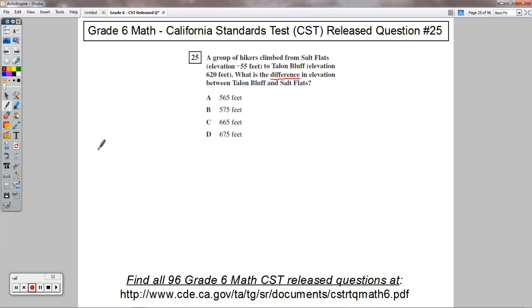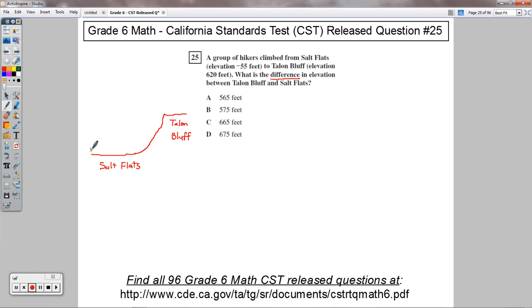I'll draw a little picture here. We'll say that this is Salt Flats down here. Always a good idea in math to draw a picture whenever you can. And then Talon Bluff, we'll say that's going to be quite a hike. Maybe we got some switchbacks going here, something like that. So here's Talon Bluff up here. Just be careful hiking up something like that. If you're going vertically up something like that, we're going to say there's a trail coming this way.